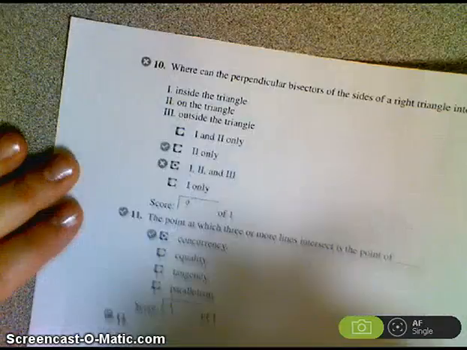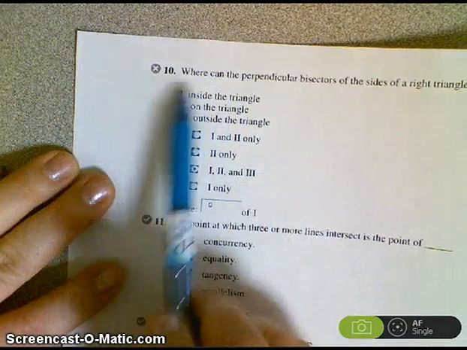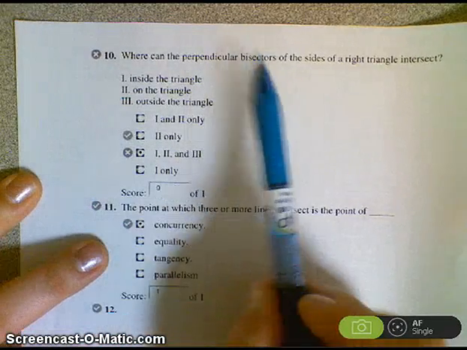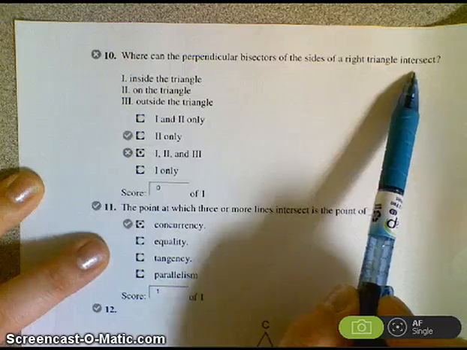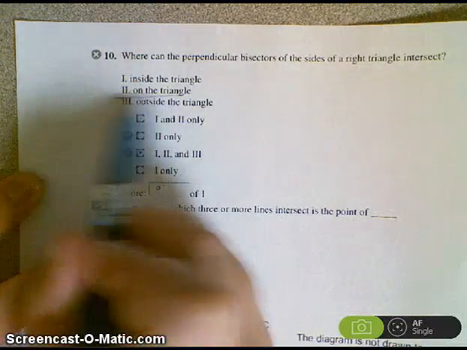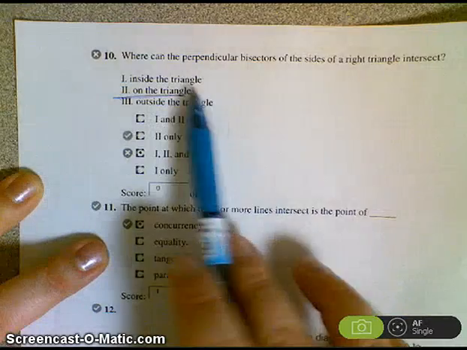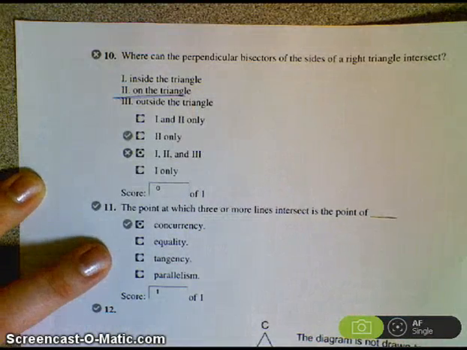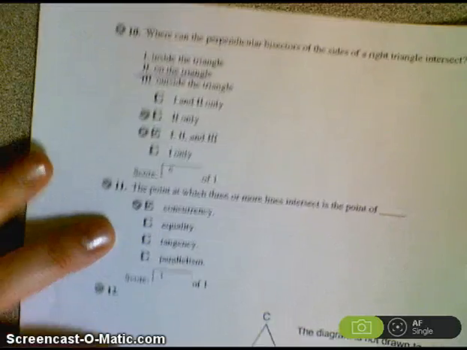Let's see what else. Where can perpendicular bisectors of the sides of the triangle intersect? They have to intersect on the triangle. You can't have the sides intersecting inside or outside the triangle. That doesn't make any sense. Other than that, the rest of those questions you got correct.